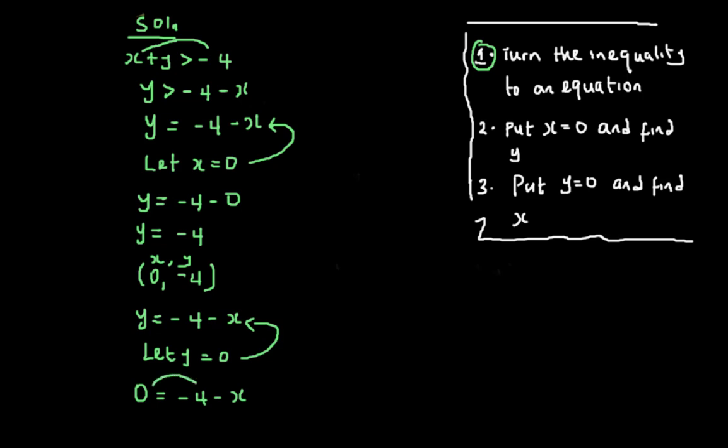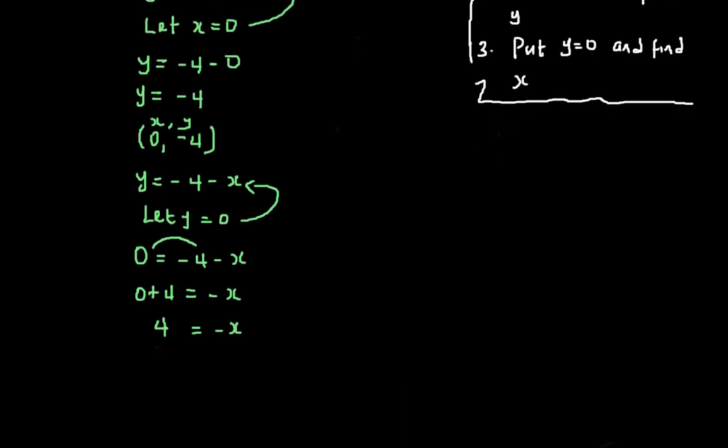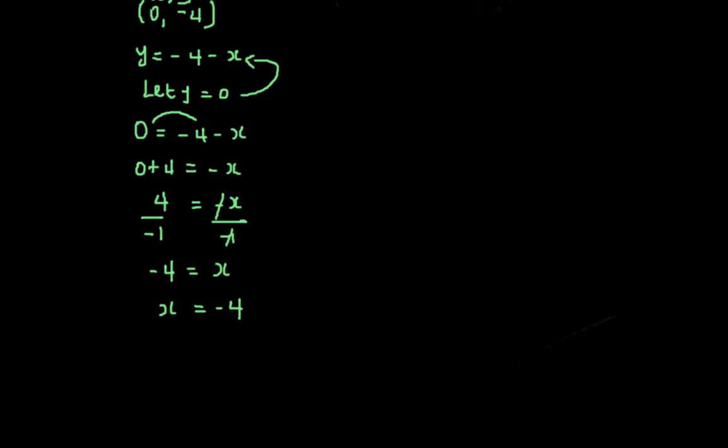If minus 4 comes to this side, we are going to be having 0 plus 4 equals minus x. 0 plus 4 is 4, so 4 equals minus x. Now to find x, we divide both sides by the coefficient of x, which is minus 1. Does this make sense? Minus cancels minus. 4 divided by minus 1 is minus 4, equals x divided by 1, which is x. So if minus 4 equals x, it means that x equals minus 4. So our second set of values is minus 4, 0. Don't forget, x usually comes first.